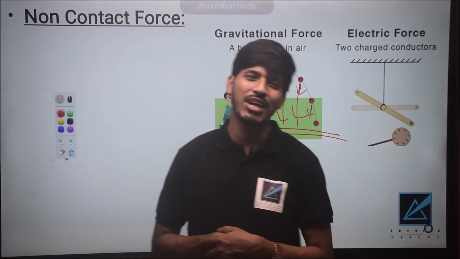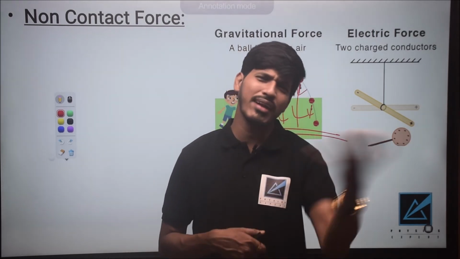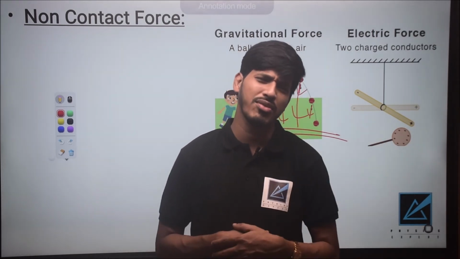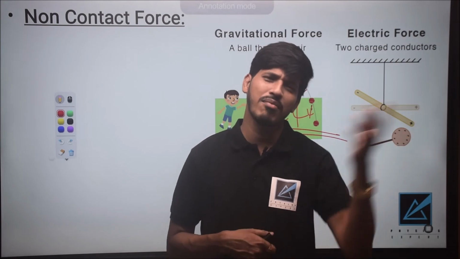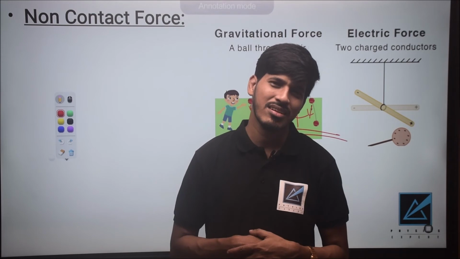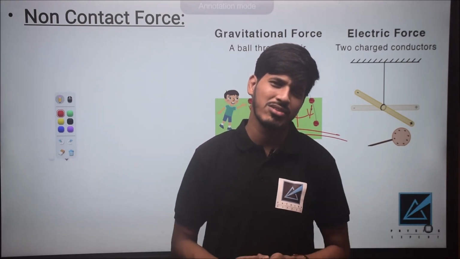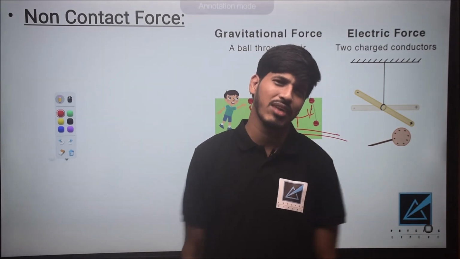There is no direct contact between earth and sun, but still there is a force of attraction. There is a force of attraction between any two bodies of the galaxies, any two bodies of the universe, if they have mass, and these all are non-contact forces. North pole, south pole, whatever the force of attraction or repulsion, it is also a non-contact force.